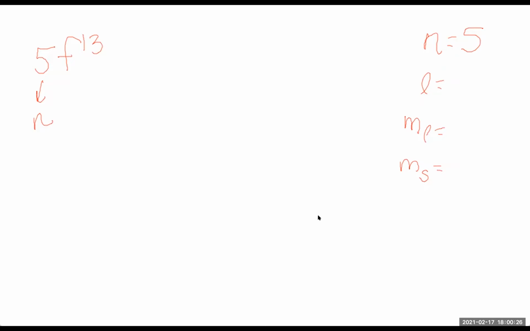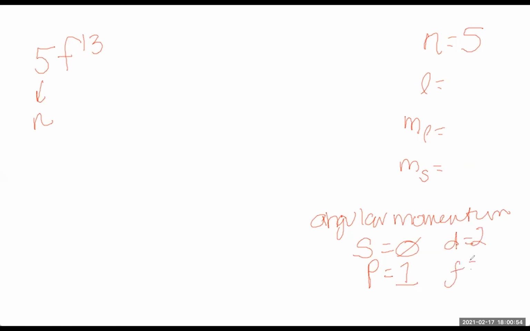So remember, we have the angular momentum, which is your L. And remember, we said that if you have an S sublevel, it's going to be 0. If you have a P, it's going to be what? 1. And then D equals 2, right? And that would be 3. Right. So that's why this is 3, because right here you have an F.